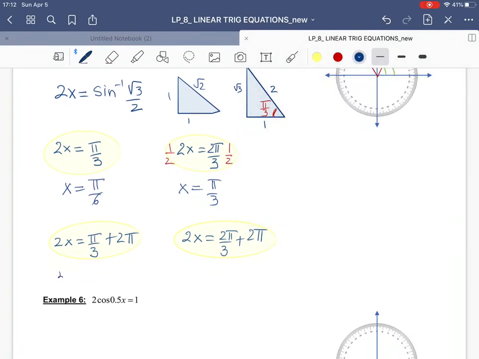The next one, 2x equals 1 pi over 3 plus 6 pi over 3, 7 pi over 3, which will make x equal to 7 pi over 6. And last but not least, we have 2x equals 2 pi over 3 plus 6 pi over 3, that's 8 pi over 3, which will make x equal to 4 pi over 3.